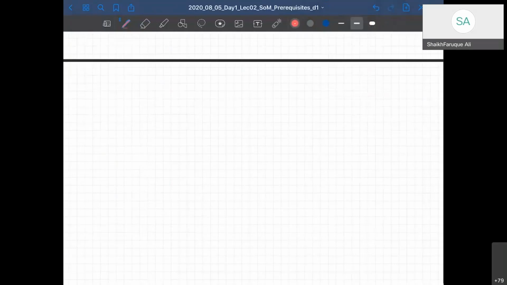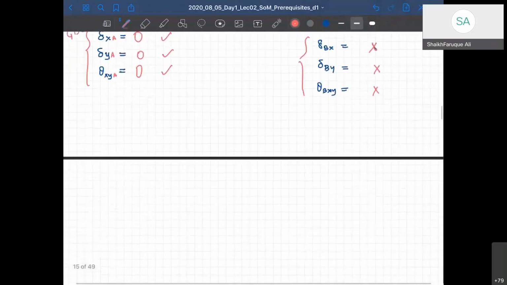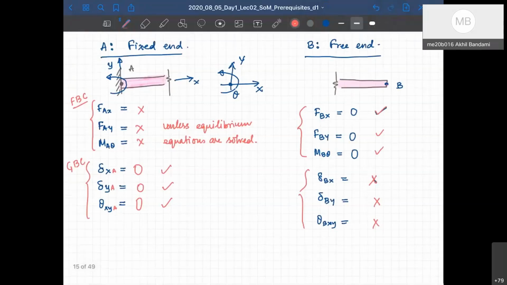Yes? Sir, I had a doubt, sir, for the free end. Can you tell your name first? Sorry, sir. My name is Akhil, sir. Akhil. Okay, Akhil. Tell me. Sir, for the free end at B, so we say Bx is 0, By is 0. So can we say that the net force at the particle B is 0?